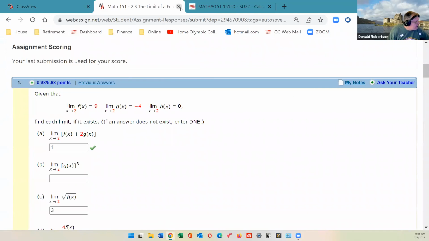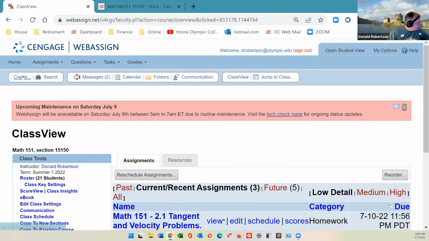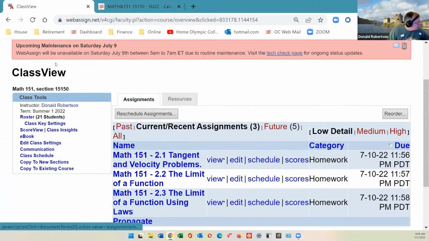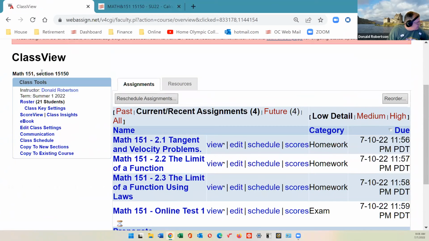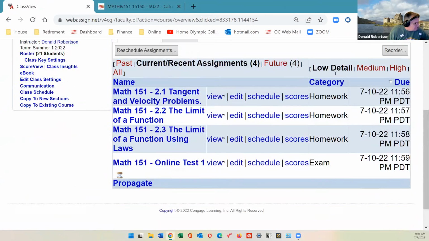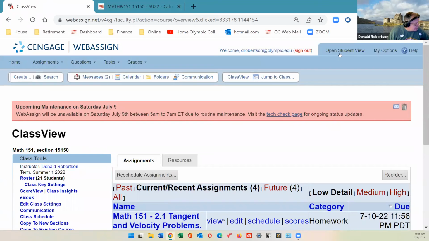Right, so I'm now hopefully going to update this cell. Good. So let's go on student view.